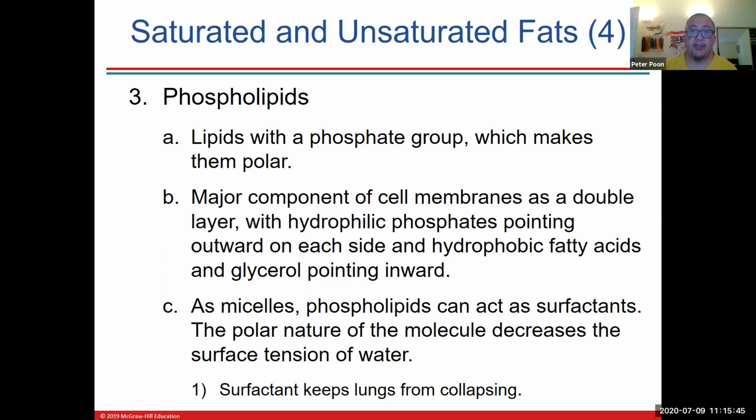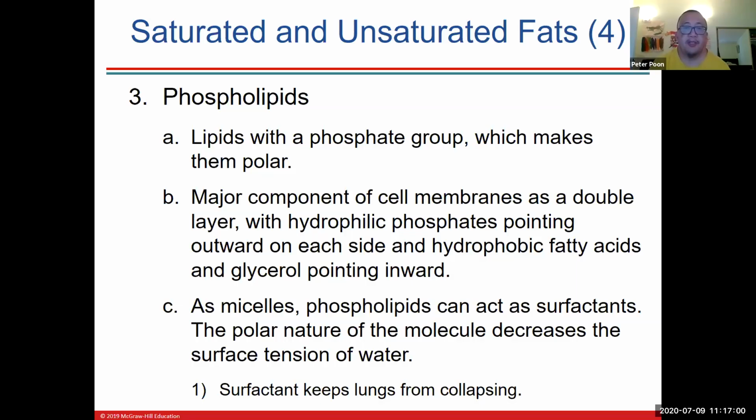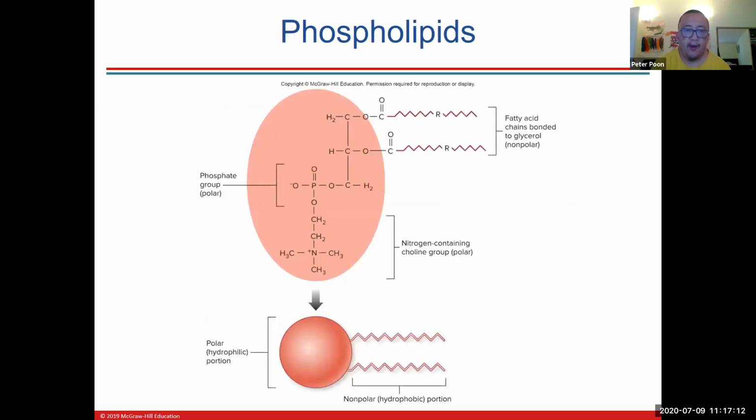Okay, phospholipids. Phospholipids are lipids with a phosphate group. So let me show you what a phospholipid looks like. This is the lipid side. This is the phosphate side. The phosphate side is charged and therefore polar. The lipid side is non-polar, therefore hydrophobic. So you have a hydrophilic portion and a hydrophobic portion.